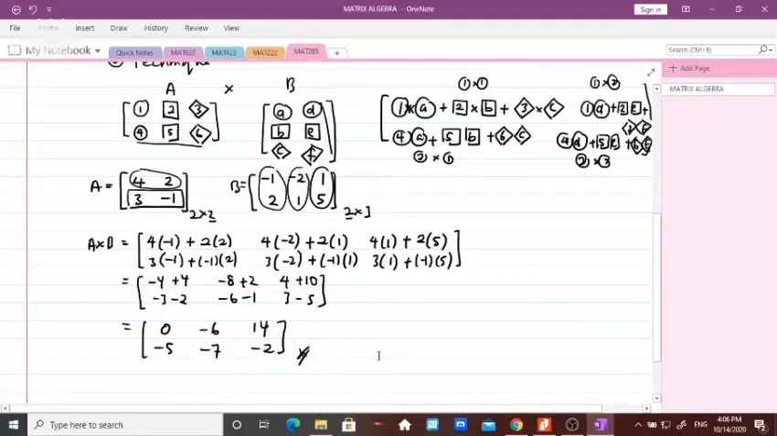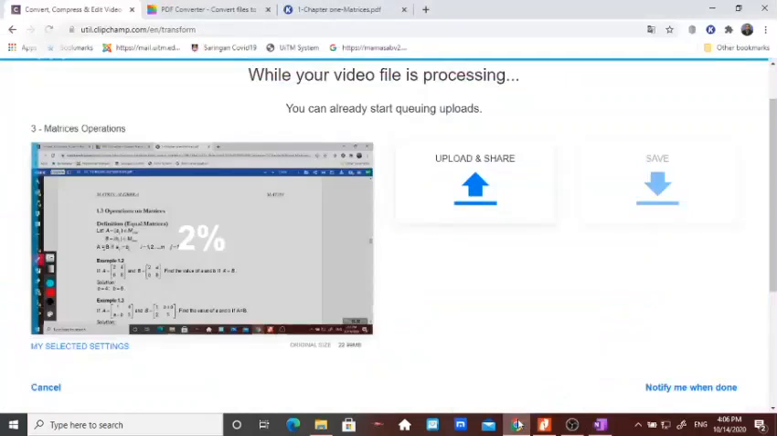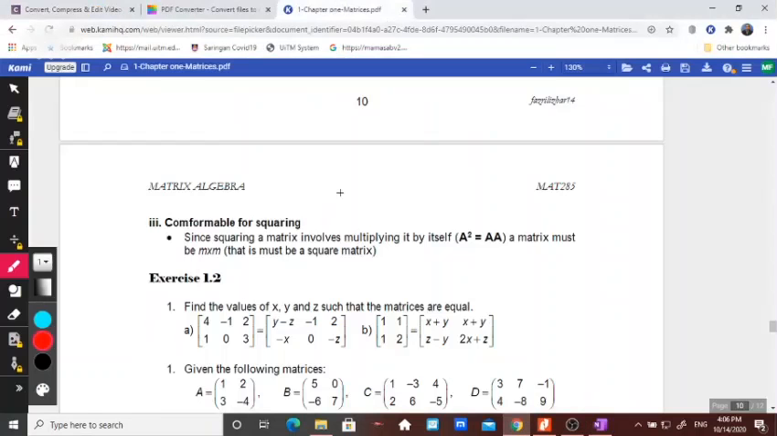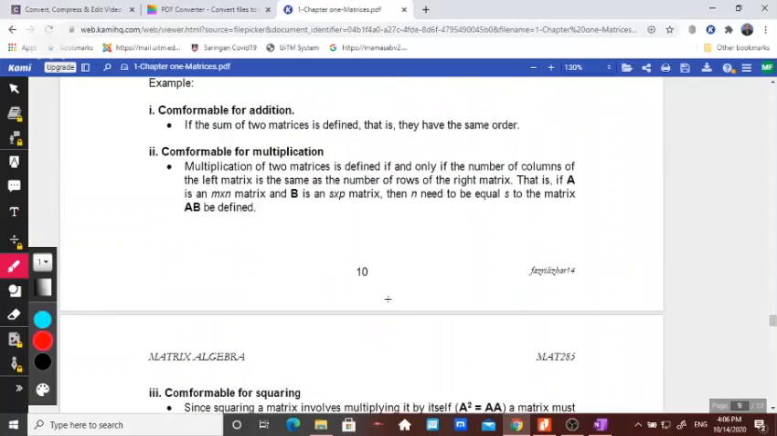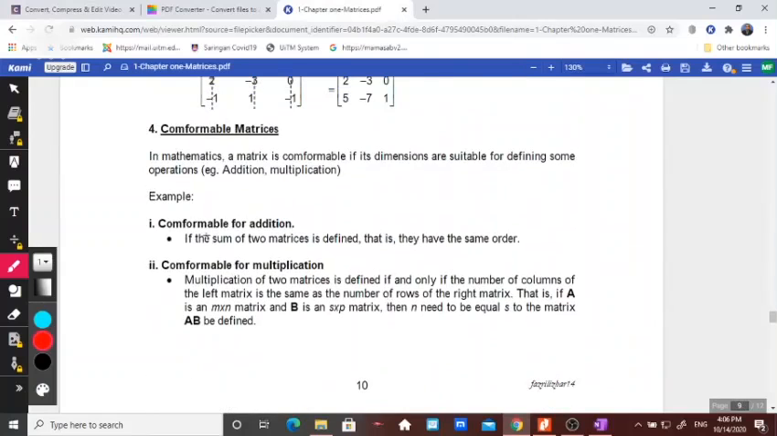Right, so hopefully you will understand the technique to perform the multiplication. Now we go to the final topic of the operations of matrices. Okay, so we have conformable matrices. So what is a conformable matrix?